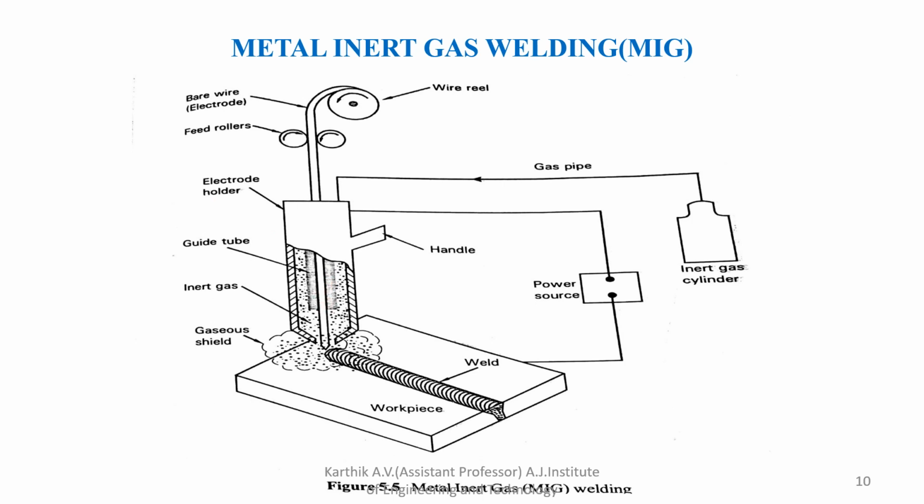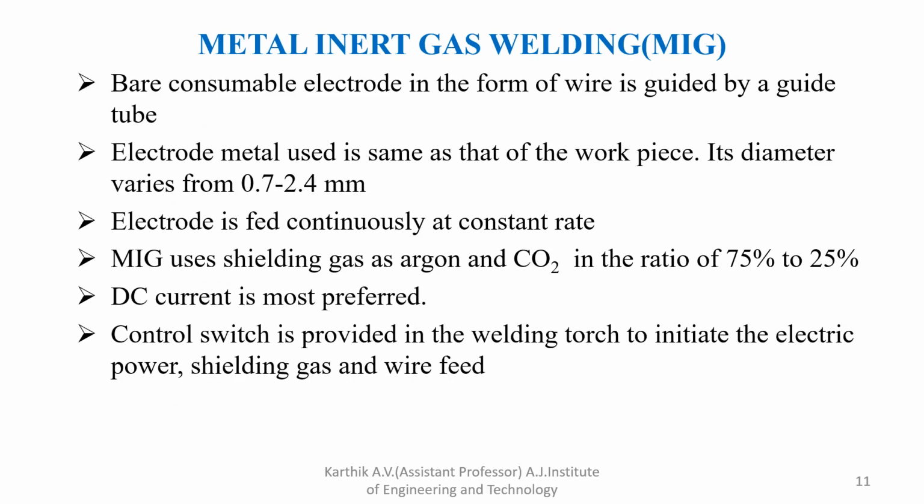I hope all of you understood what metal inert gas welding is and how it differs from tungsten inert gas welding. In metal inert gas welding, a consumable electrode in the form of wire is used, guided by a guide tube. The electrode metal used is the same as that of the workpiece, so there is no difference between the welded part and the two materials. The same metal is used as a consumable electrode and varies from 0.7 to 2.4 mm in diameter.